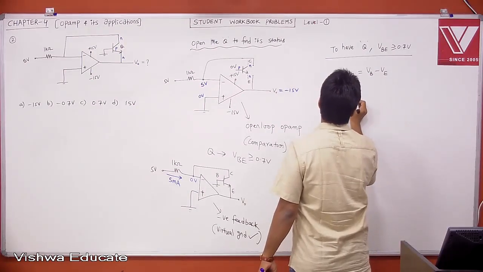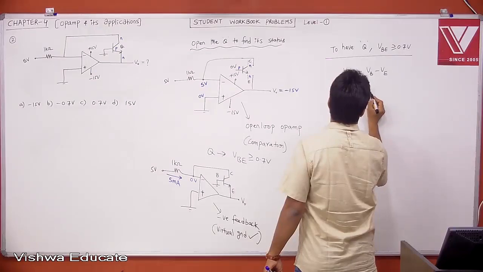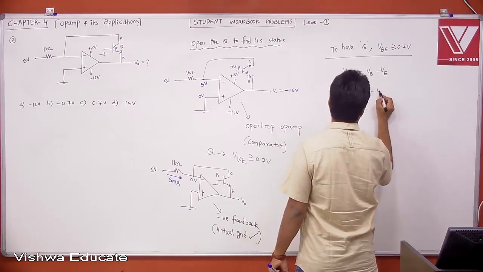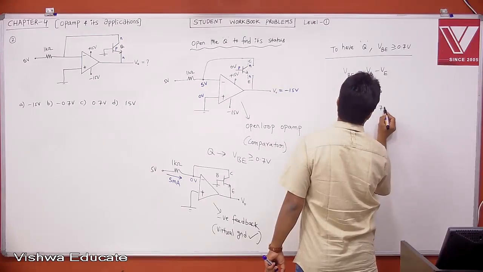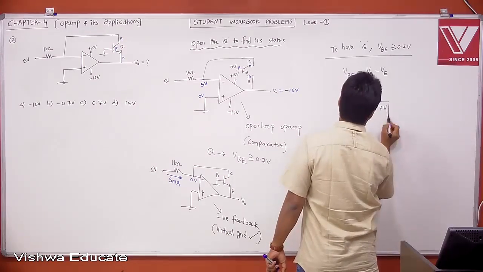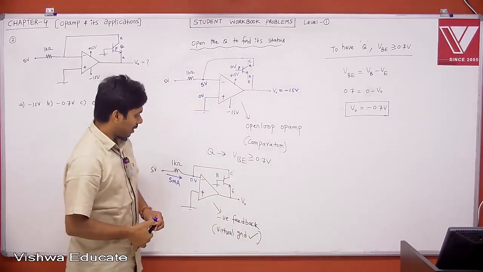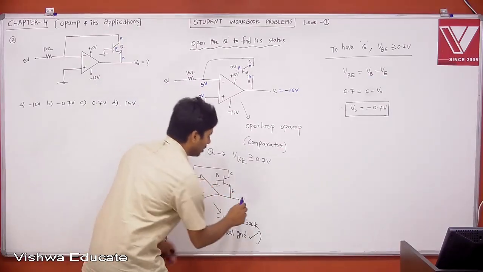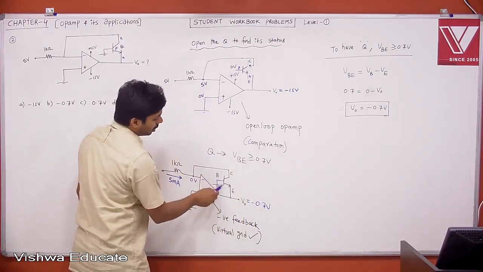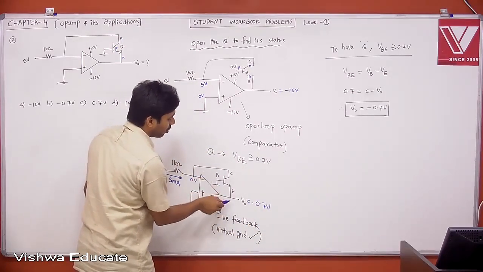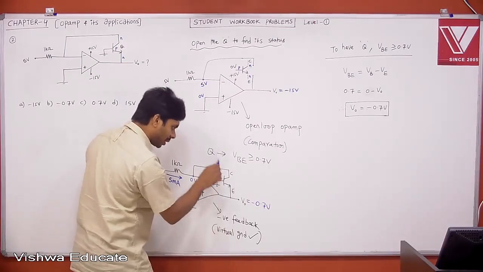Therefore, VBE is 0.7, equal to voltage at base, 0, minus voltage at emitter. What is the voltage at emitter? That is nothing but V0. Therefore, V0 is equal to minus 0.7. The output voltage of your op amp will be minus 0.7. Transistor needs only 0.7; 0 minus minus 0.7 gives VBE equal to 0.7, which is enough to have conductivity.